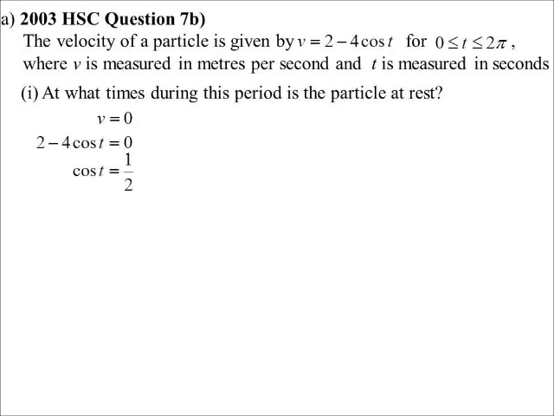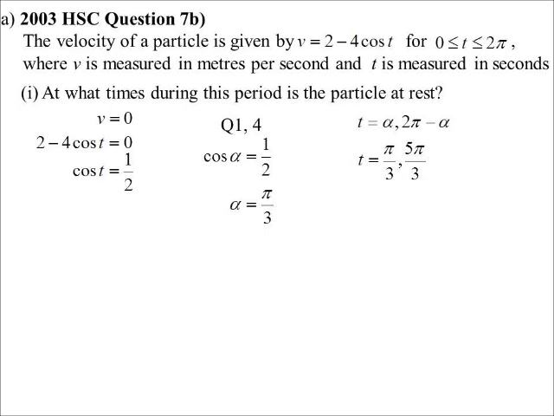So we want to solve cos t is equal to half, but only for the domain of 0 to 2 pi. That's one of our exact values. We know we're in quadrants 1 and 4. The acute angle would be pi on 3, so we're using radians, not degrees. So alpha, and 2 pi, not 360, 2 pi minus alpha: pi on 3 and 5 pi on 3.